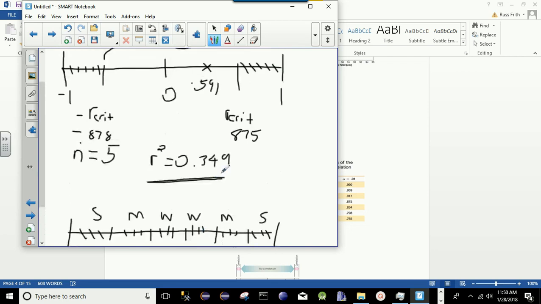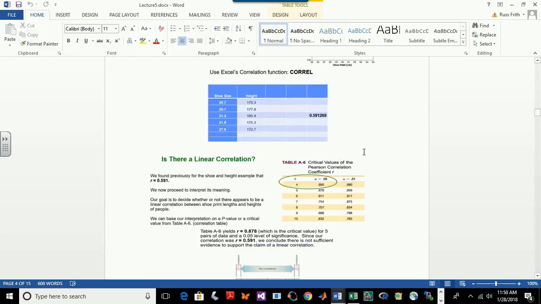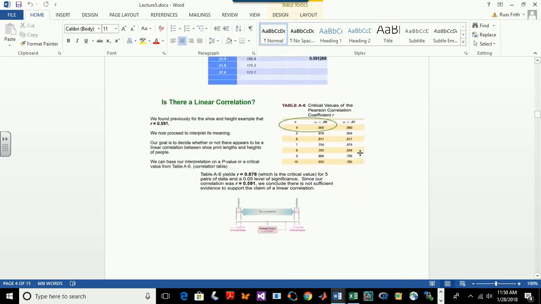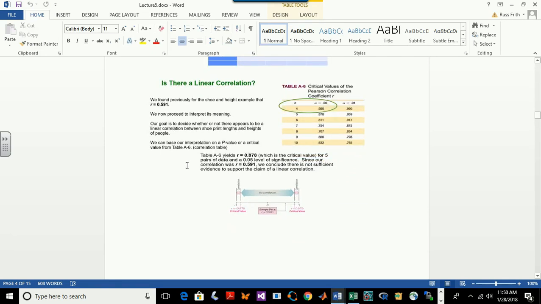Okay, so we concluded that at the 95% confidence level, there is insufficient evidence for a linear relationship.